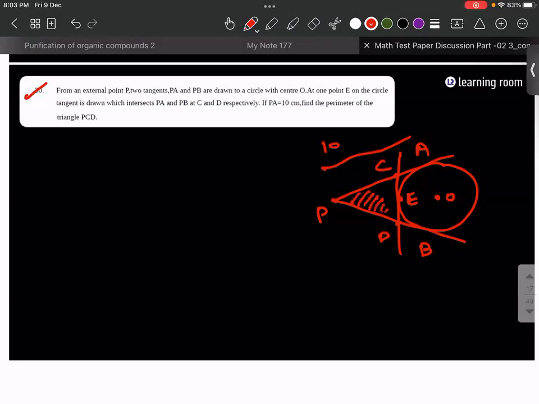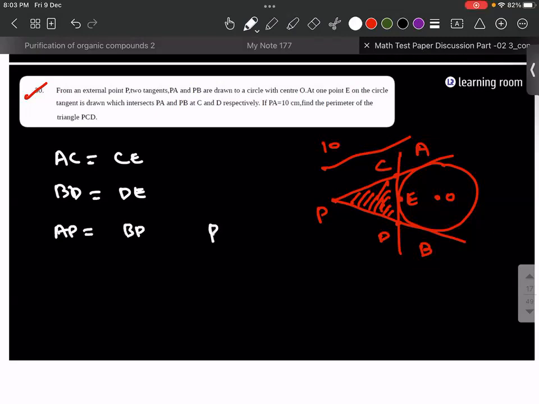How to solve this? AC is equal to CE and BD is equal to DE. And as you said, AP is equal to BP, which is equal to 10 centimeters.